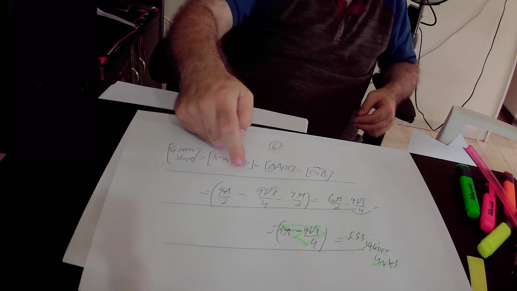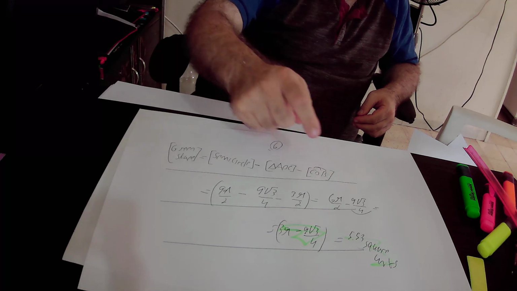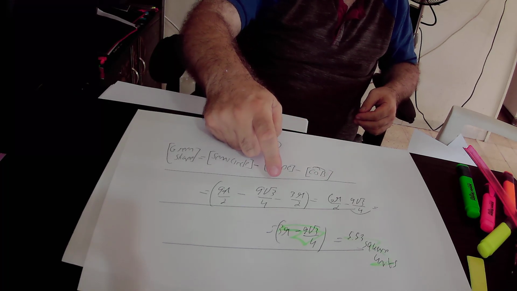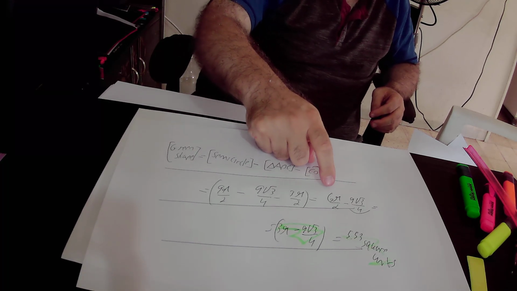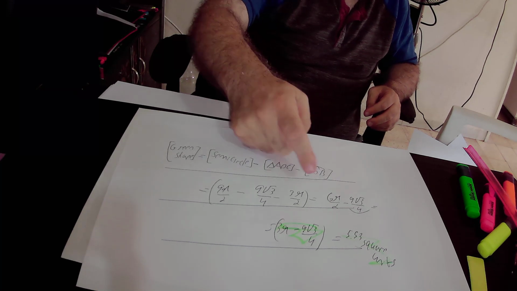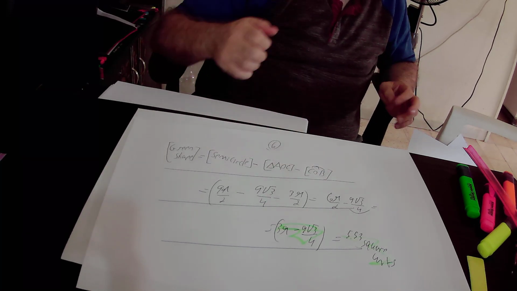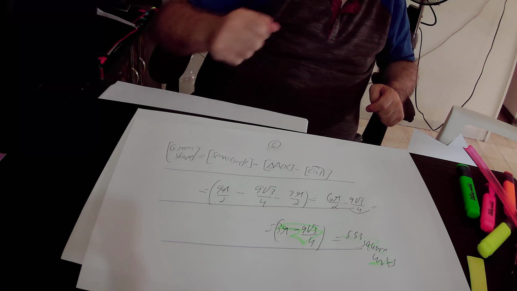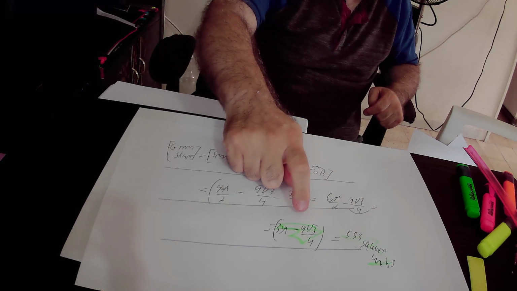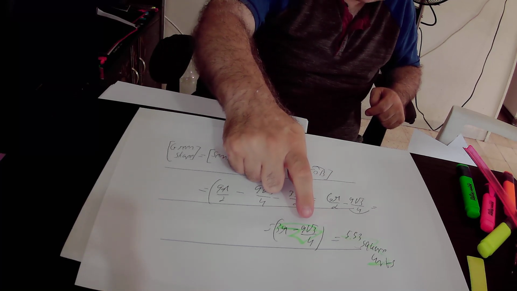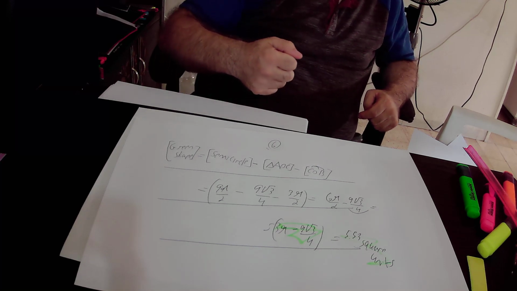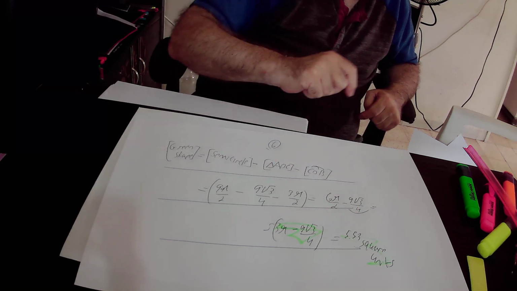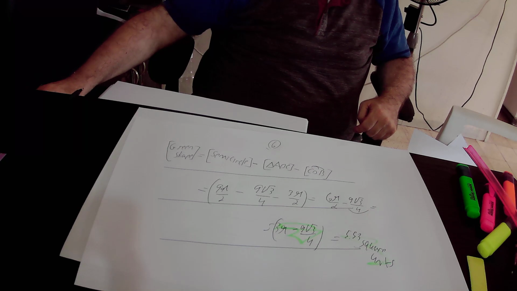9 pi over 2 minus 3 pi over 2 is 6 pi over 2, minus 9 times square root of 3 over 4. 6 over 2 is 3, so in total this expression equals 3 pi. So in conclusion, we found out that the area of the green shape equals either 3 pi minus 9 times square root of 3 over 4 square units, or in terms of numbers, it is equal to 5.53 square units. Okay, thank you very much.